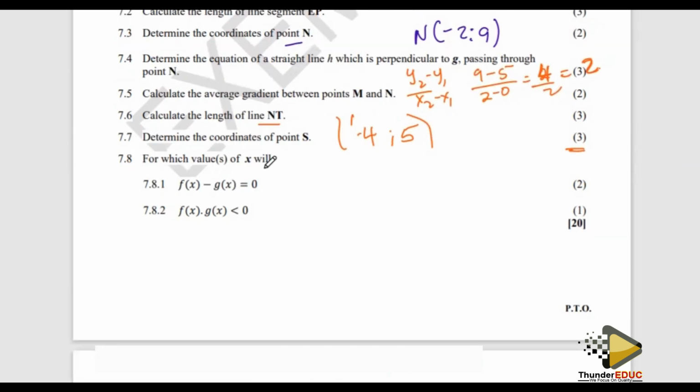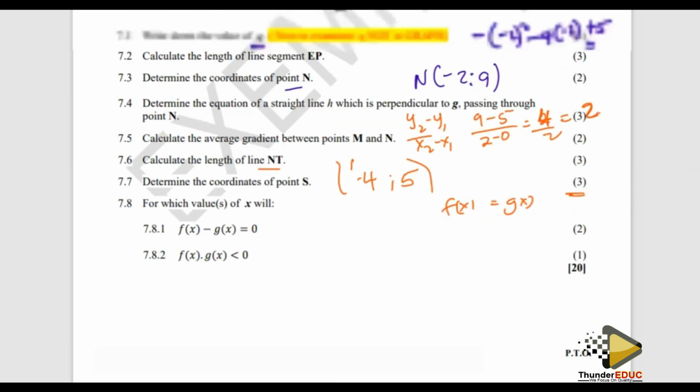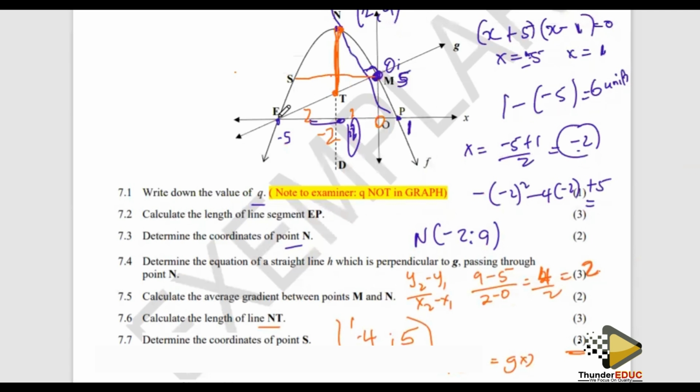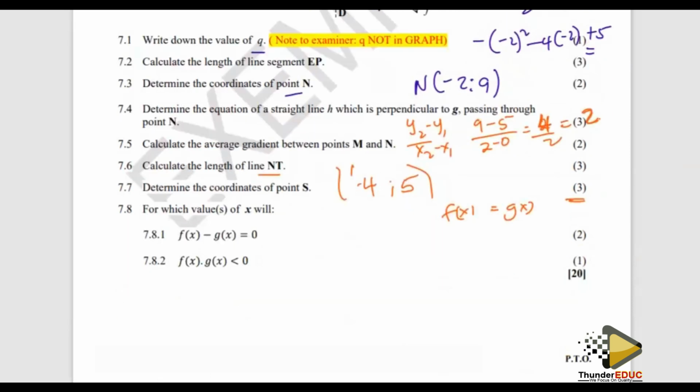Okay, 7.8: for which values of X will F of X minus G of X equal 0? So this is the same as them asking me F of X being the same as G of X. Where do we find the 2 graphs to be equal? 2 graphs can only be equal at the points of intersection. They're asking for which values of X. So at point E, X is -5. At point A, X is 0. So X is either 0 or X is -5.